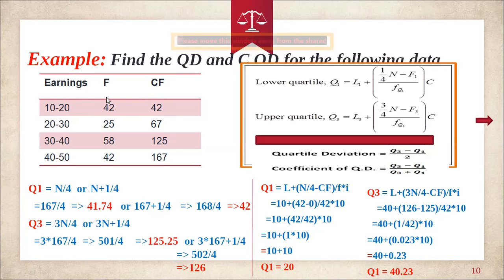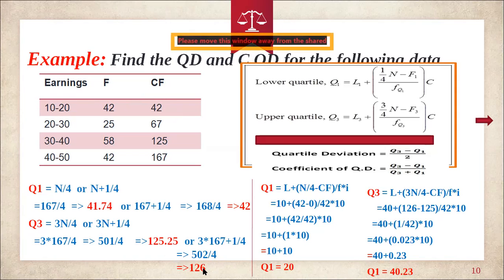Okay. This class interval. When you are entering the notes, you can round off this one like this, 42. Then the quartile third, 3n plus 1 by 4. 3n is nothing but 3 into n, which is 3 into 167 plus 1, nothing but 3 into 168 by 4. So 3 into 168 is 502. 502 by 4, you will get 126.